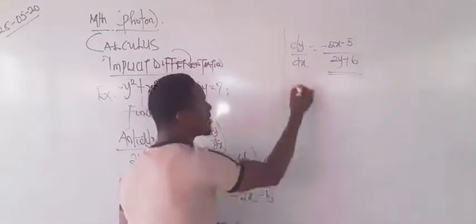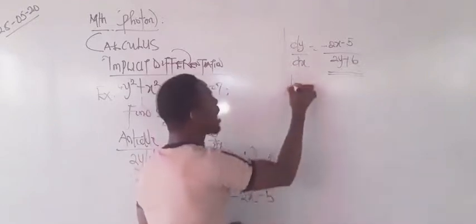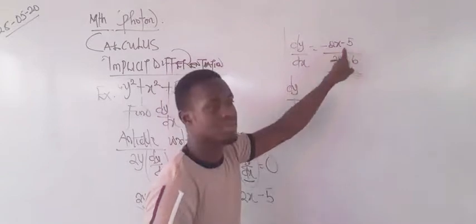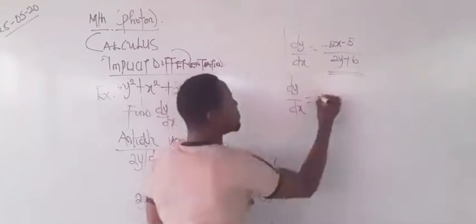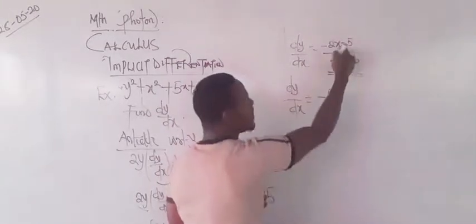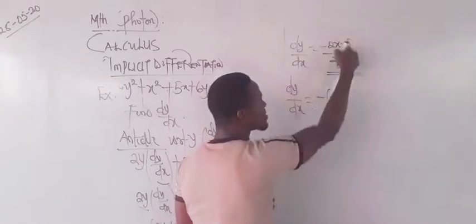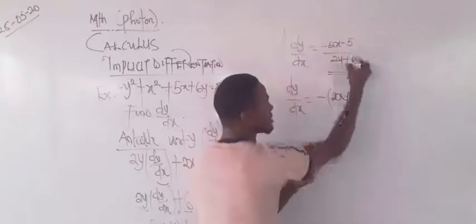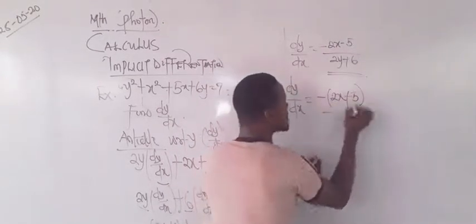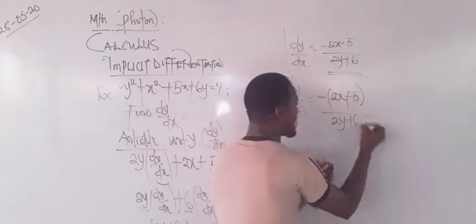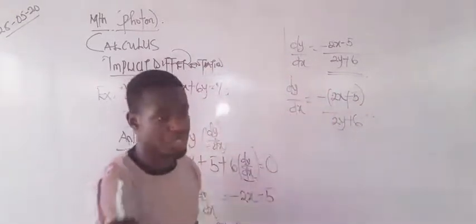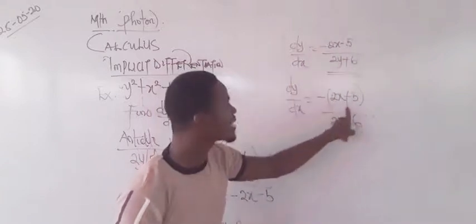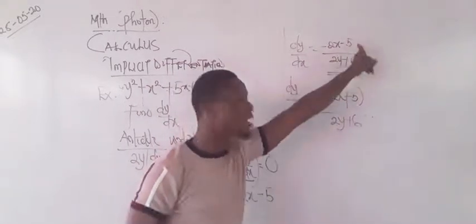You can even decide to tell them as a scholar that dy over dx equals, what is the sign common to these two? Can it be brought out? So it becomes minus, open the bracket. What will be left here? 2x. If minus and minus come in contact with each other, what do they become? Plus. Plus 5. Everything divided by 2y plus 6. And if some students want to quote me wrong, you just simply tell them that minus times plus gives us minus, and minus times plus also gives us minus. So from here we can also arrive here.